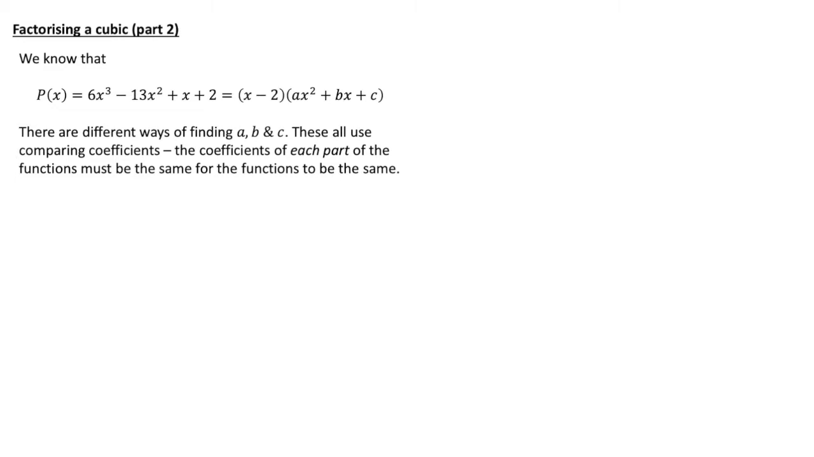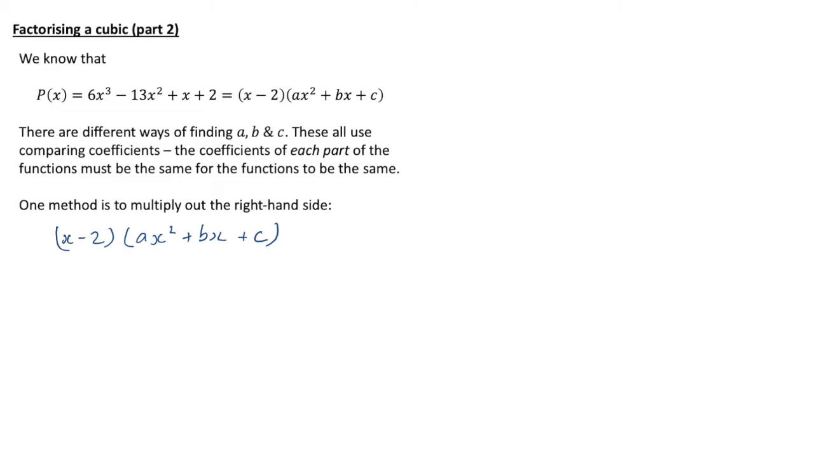There are various ways of doing this, but one method is just to multiply out the right hand side. There are quicker methods, and your teacher will probably look at those with you, but one method that will definitely work nice and easily is just to multiply out the right hand side. So we have x minus 2 times ax squared plus bx plus c, and when we times it by x, we get ax squared times x is ax cubed, bx times x is bx squared, and c times x is cx. So there we are.